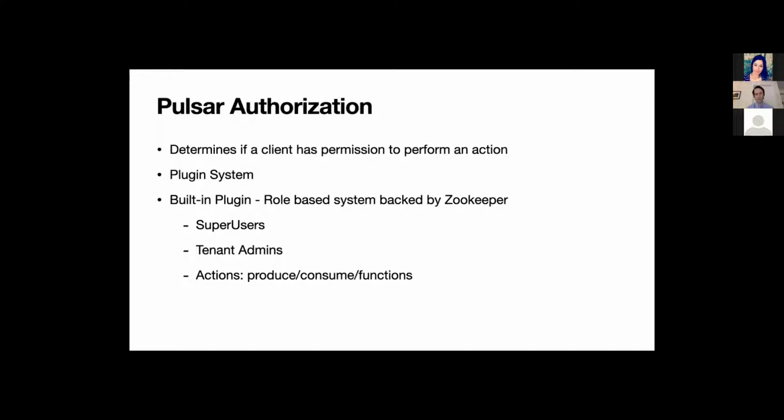There are three levels of roles. There are the super users, who are allowed to do any operation across the cluster. Then there are tenant admins, who can perform admin operations within a tenant scope. And then you have the actions at the bottom that are usually assigned on a per-namespace or per-topic level, which allow clients to produce, consume, or deploy functions.